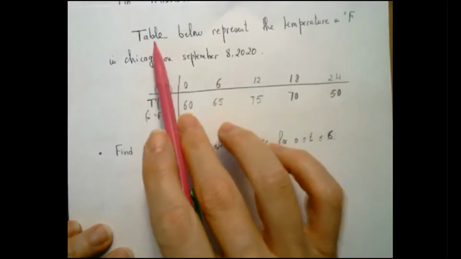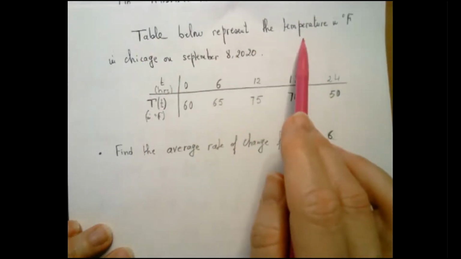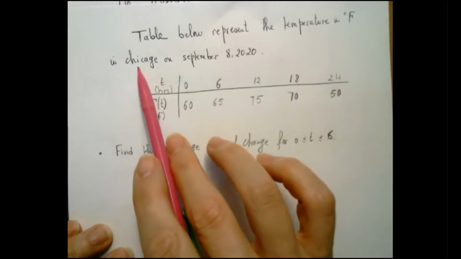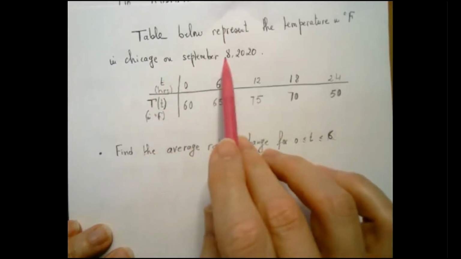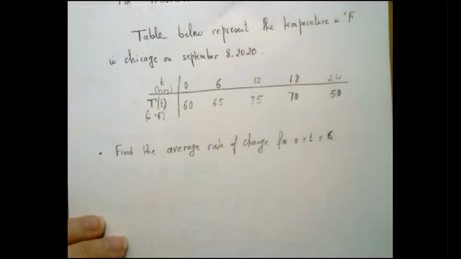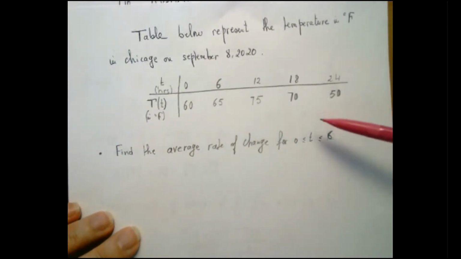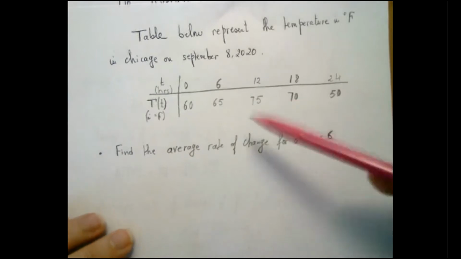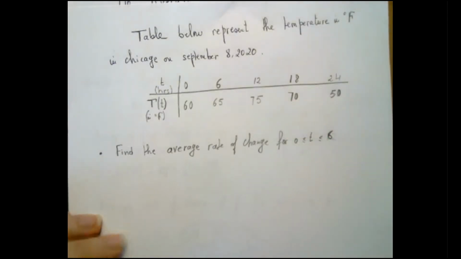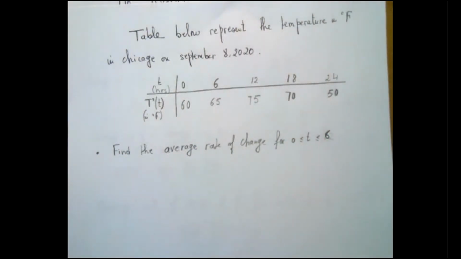So I give you the table below, representing the temperature in degrees Fahrenheit in Chicago on September 8, 2020. So you have a table. The input is time. The output is the temperature at this time. And I made up some numbers right there.